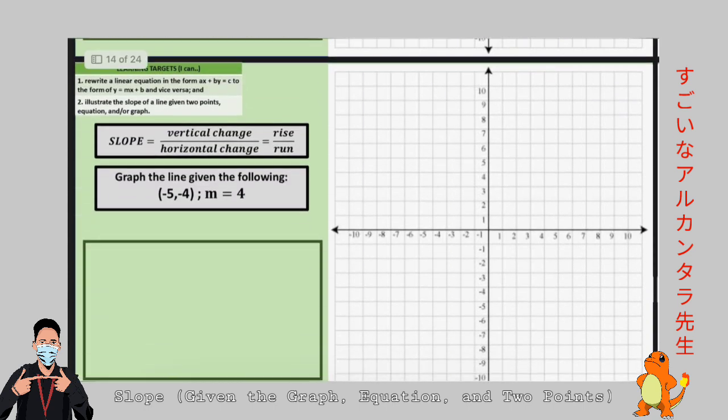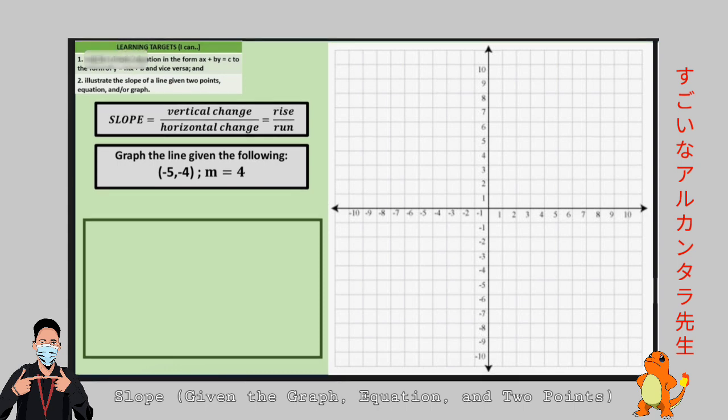We have here negative 5, negative 4, and our slope is 4. Now, I will explain this thoroughly, don't worry. So let's start first again with the point. Our x is negative 5, our y is negative 4. So we're going to start from the origin. 1, 2, 3, 4, 5 to the left since it's negative 5. Then we're going to go down 4 units. 1, 2, 3, 4. So it should be somewhere there. Here. So this is at negative 5, negative 4.